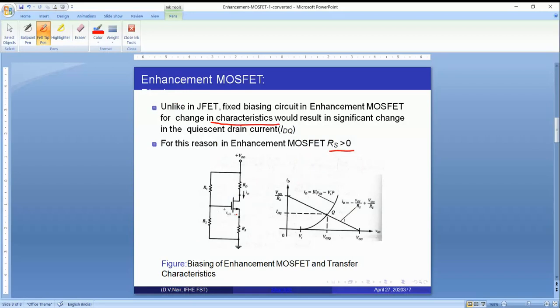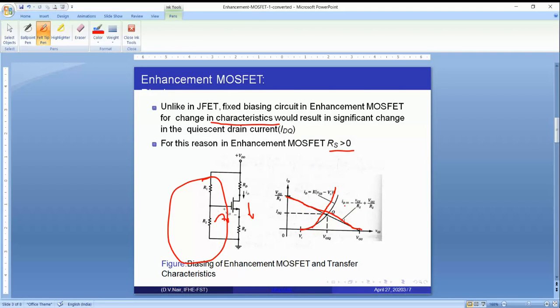So how to obtain the Q point? We have to draw the transfer characteristics and then draw the line which represents ID is equal to minus VGS by RS plus VGG by RS. The derivation for this equation we have explained for a JFET. We need to resolve this circuit with respect to Thevenin's equivalent circuit, then apply KVL to the left hand loop, and after that apply KVL to the right hand loop. You will get this equation, ID is equal to minus VGS by RS plus VGG by RS.